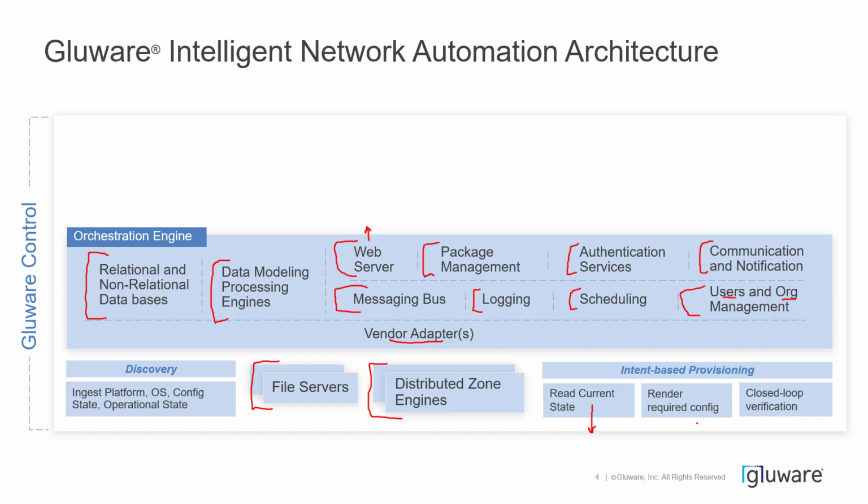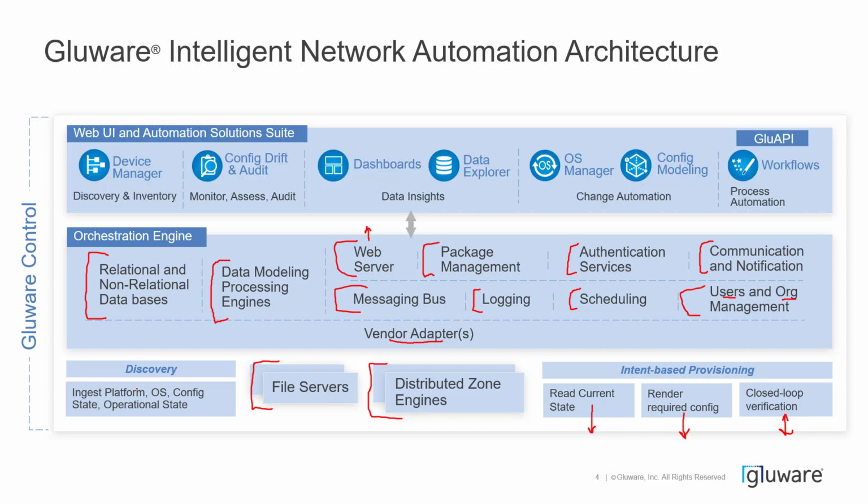So we are able to recognize the things that shouldn't be there, things that are missing, or things that need to be corrected. We'll render the proper configuration and interact with the device to apply that configuration. And then there's a full verification. So this is where you have the verification cycle to ensure you're in that intended state. So let's move on a little bit here.